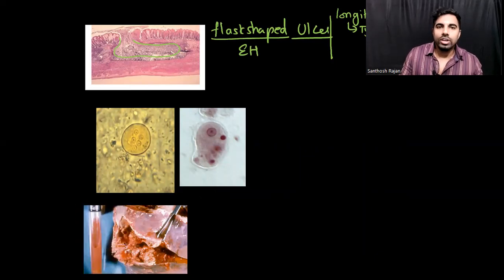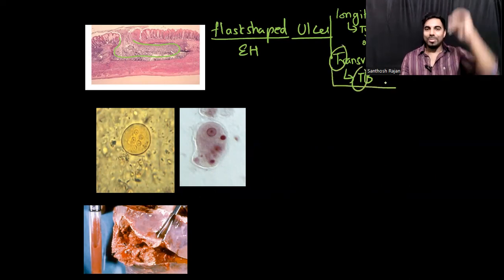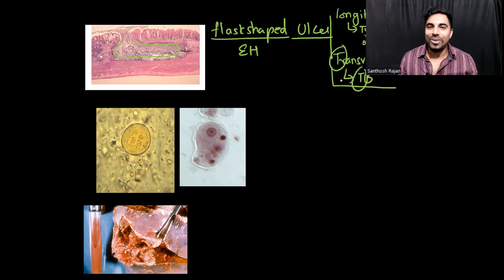Okay. So this is your typhoid fever. You have longitudinal ulcer. But there is also transverse ulcer. Transverse ulcer is very common in your TB of the intestine. T for T: transverse ulcer, TB, not typhoid. Don't confuse with typhoid. Typhoid is longitudinal. Long people get typhoid. Transverse for TB, TB transverse. Okay, easy. So this flask-shaped ulcer can be a question.